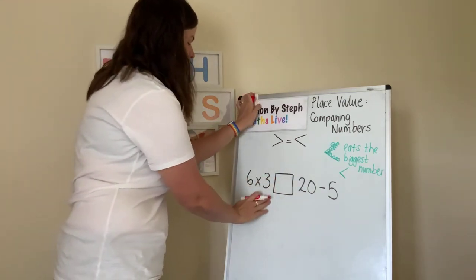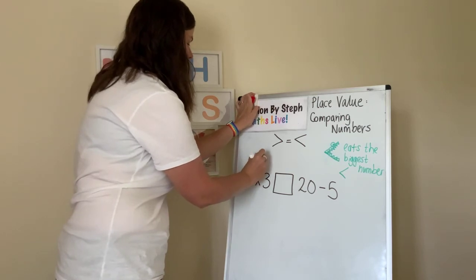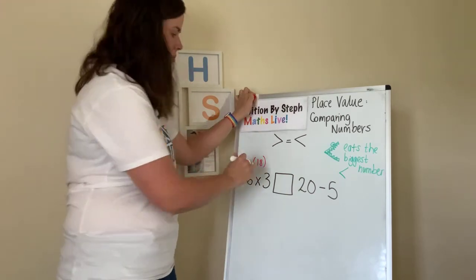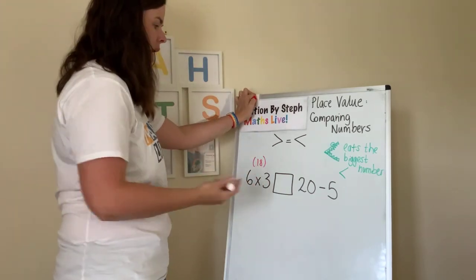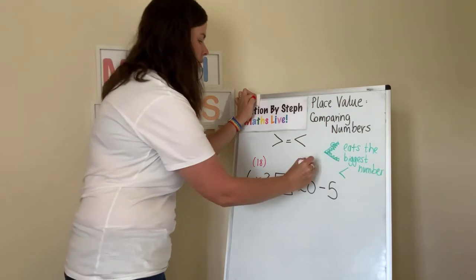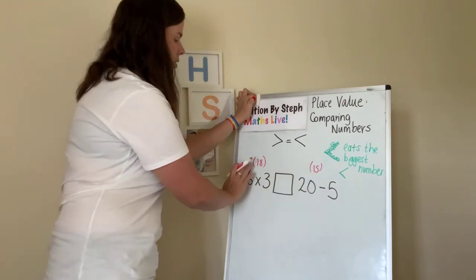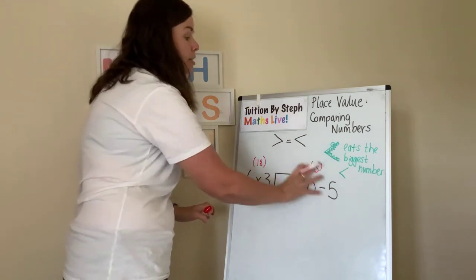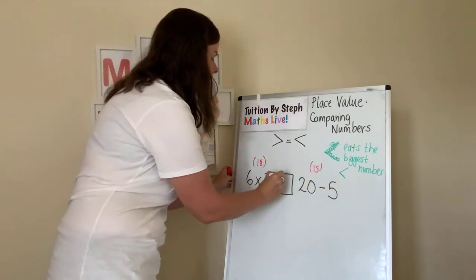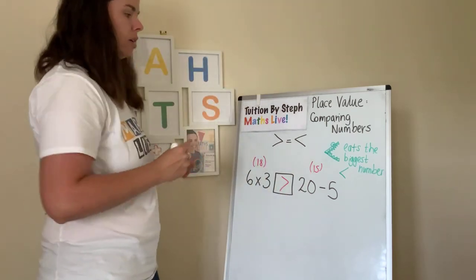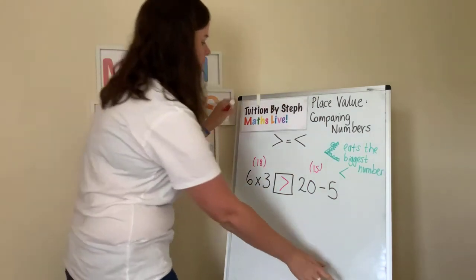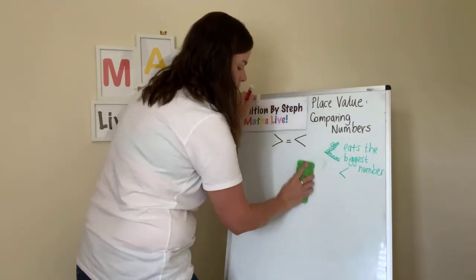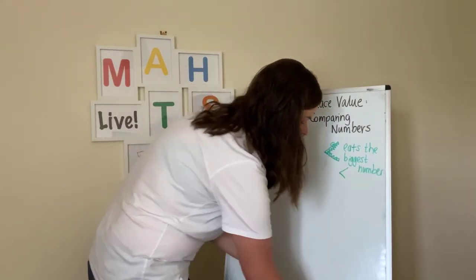So 6 times 3 is 18. I'm just going to put that in brackets underneath. I don't need to change it or rewrite it, I'm just making notes, remembering it. And 20 take away 5 is 15. So now I know that this means 18 and this means 15. And I know that 18 is bigger than 15, so I would put it that way around. Again, it's just the same comparing of numbers, but you have to do a little calculating first.